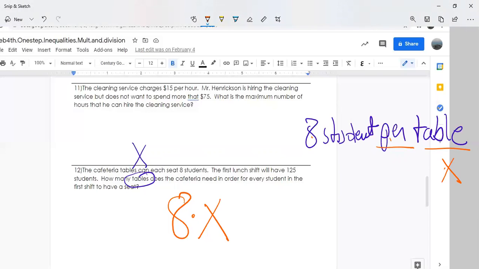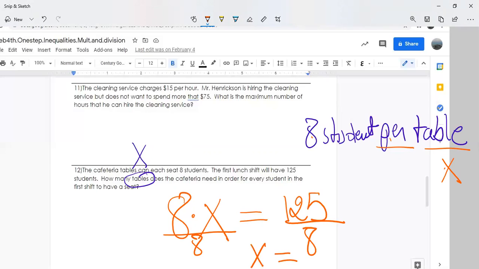The first shift will have 125 students. So let's see if it has to be less or more. Okay, so they didn't say this has to be an inequality. We could put it as an inequality, but it could be an equation equal to 125. And then we solve it, divide both sides by 8, it cancels here. So x, how many tables, is 125 divided by 8.